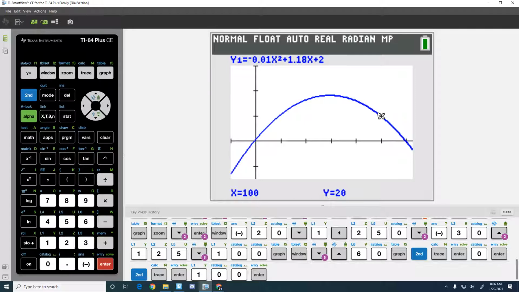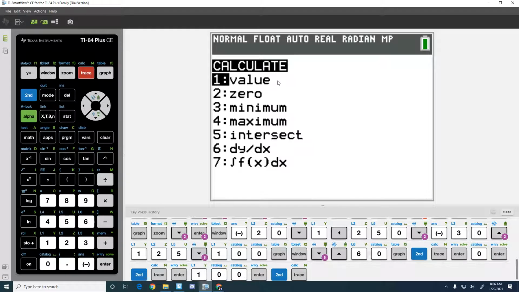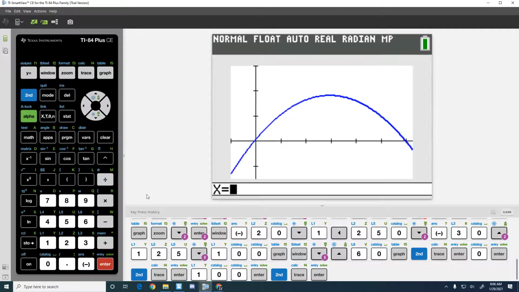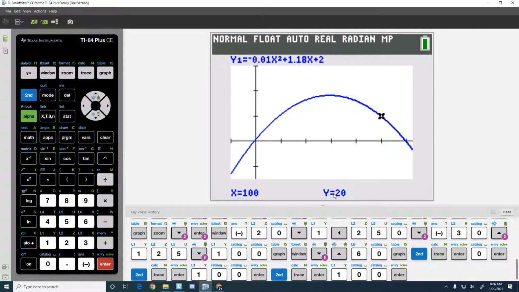What button did you press to get that X again? So second trace, right? The calculate menu that you get everything from, and it's just the very first option, value. And so you just hit enter, and it already has a blinking cursor saying X equals, and you can type in any X value right then and there. So I just typed in 100, hit enter, and then it gave me a Y value of 20. So there's my point 100, 20.